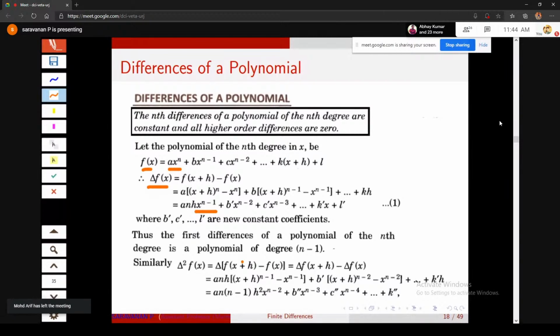And what is the coefficient of x to the power n minus 1? The coefficient of x power n is a. Okay, and the degree of the polynomial, that is n, you multiply with the h.